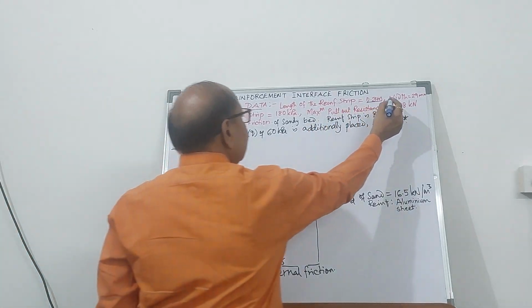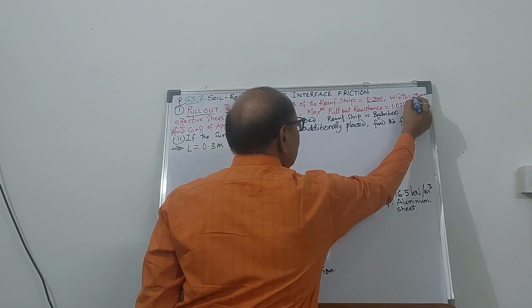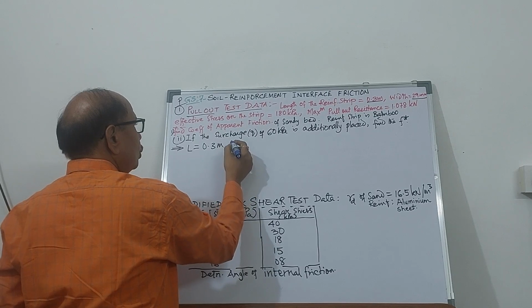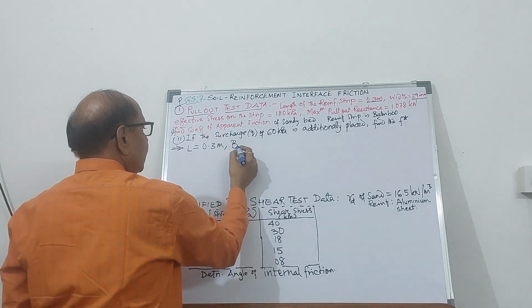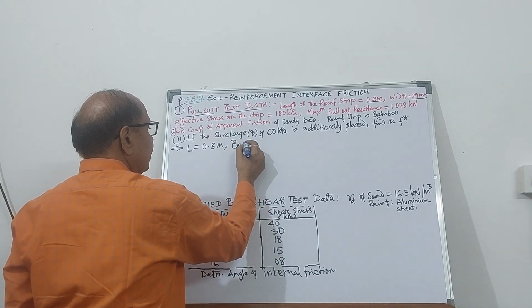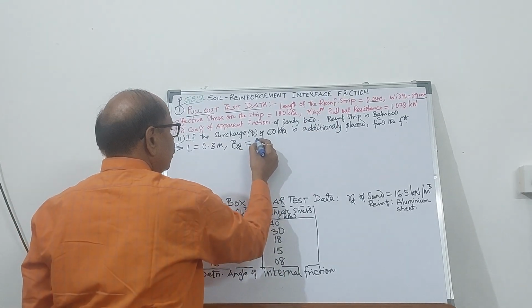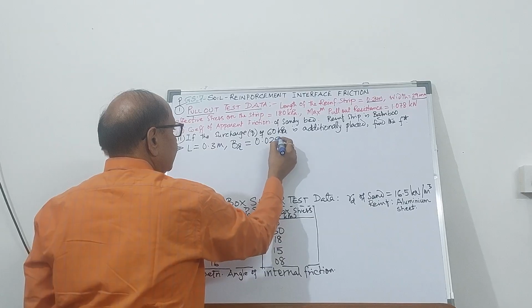And the width of the reinforcing strip is also given to you as 29 mm. So the width of the reinforcing element, b_R, is given in this problem as 0.029 meter.